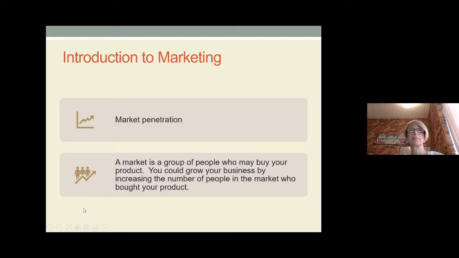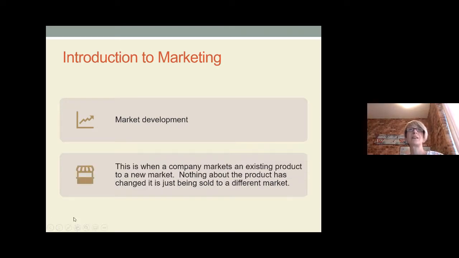Market penetration. The market is a group of people who may buy your product. You could grow your business by increasing the number of people in the market who bought your product. We've then got market development. So this is when a company markets an existing product to a market. Nothing about the product has changed. It's just being sold to a new market.